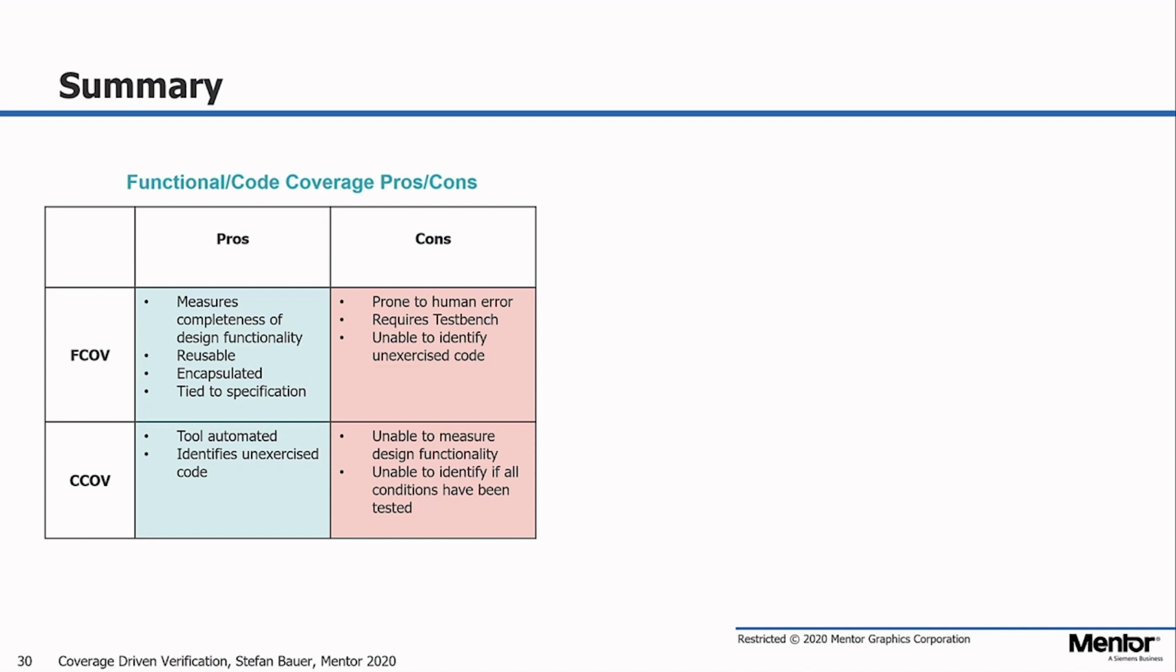Let's go to code coverage. The pros of code coverage are that it's automatically collected by the tool, so the engineer does not have to do anything except enable a switch for compilation and simulation. And code coverage identifies unexercised code, which has not been tested. Cons are it's unable to measure design functionality. So you can be sure that you have exercised a certain piece of code, but you don't know if it's functionally correct. And with code coverage, it's unable to identify if all conditions have been tested or not.